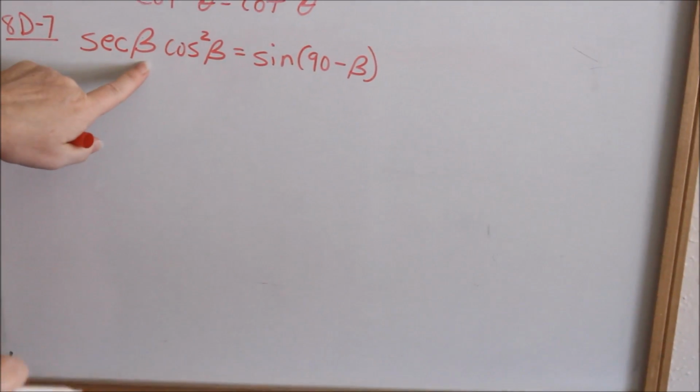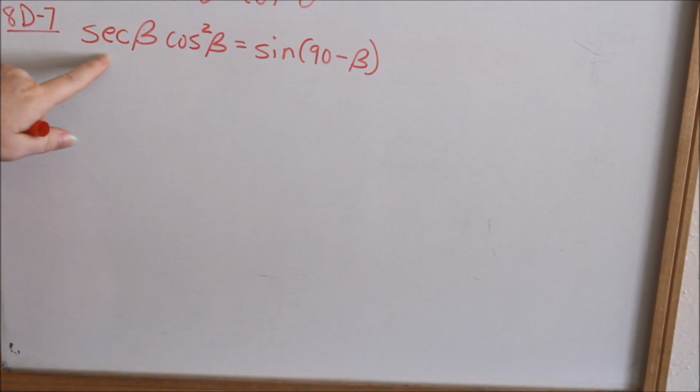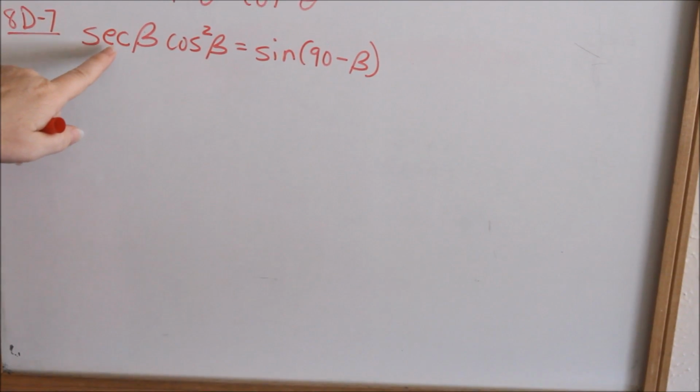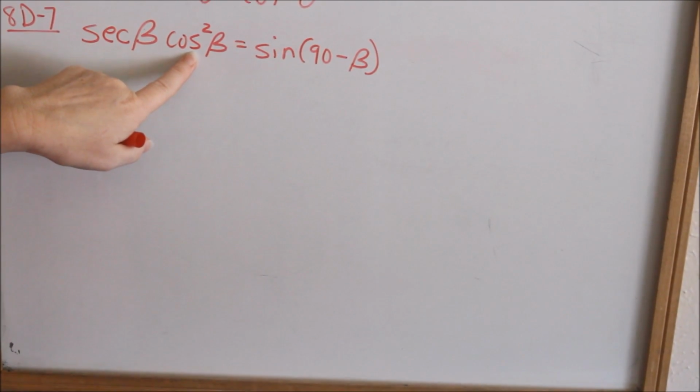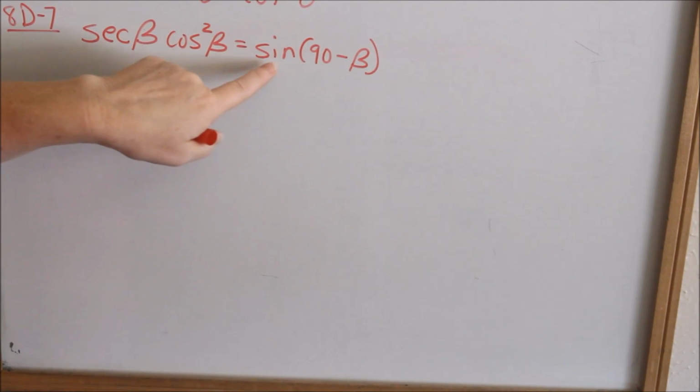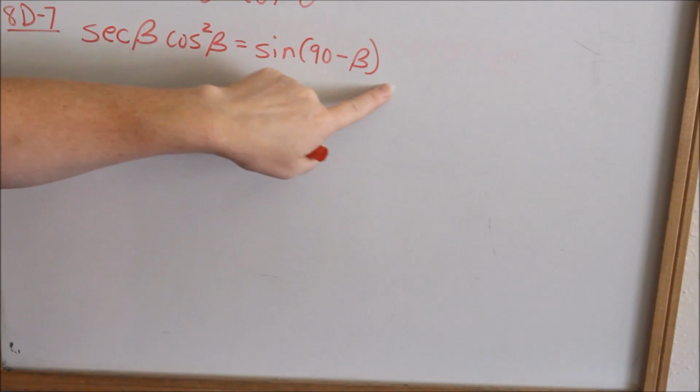So we have secant, this Greek letter is beta. Secant beta times cosine squared beta. When you have trig functions right next to each other, that implies multiplication, is equal to sine of 90 minus beta. What do you recognize this as?